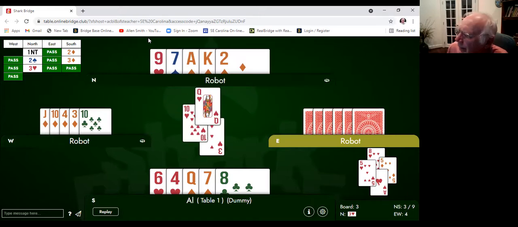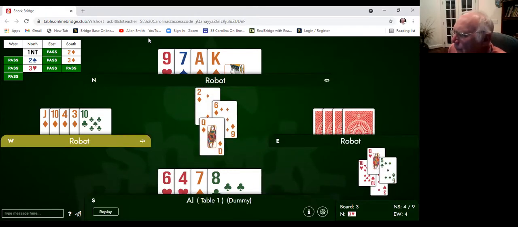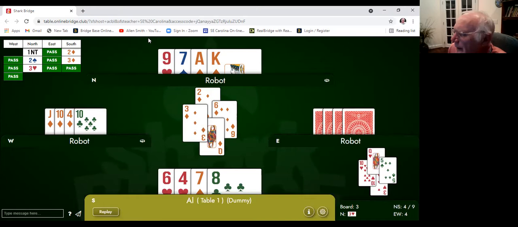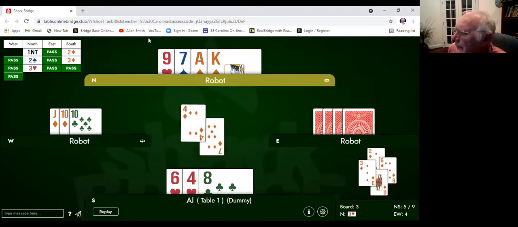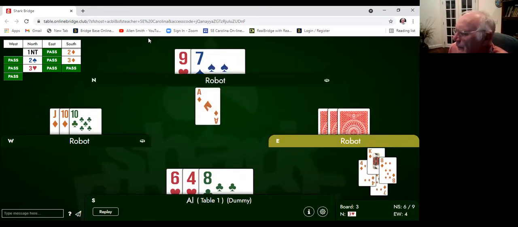Now, we've got the ace, king, 2 of diamonds, and the queen, 7 of diamonds. When we have 3 honors like this, we always want to win it in the short suit first. So we're going to lead the 2 of diamonds to the queen, and we win that with the queen. That way we don't get locked in our hand, and we have a communication back to the ace king, so we can immediately take that trick.